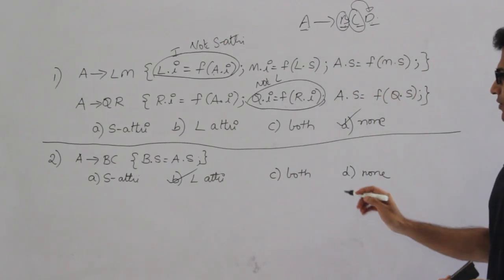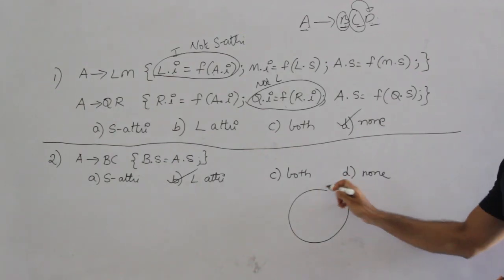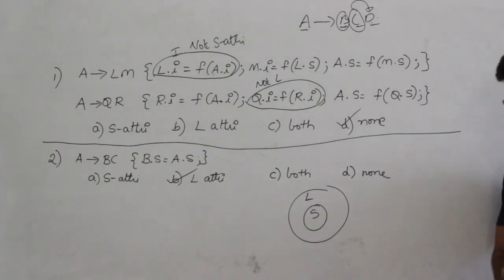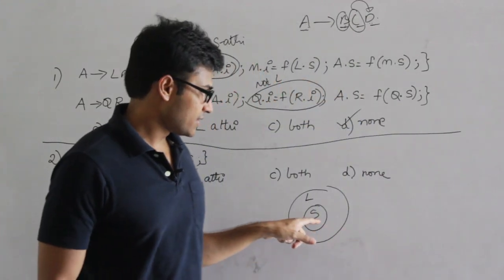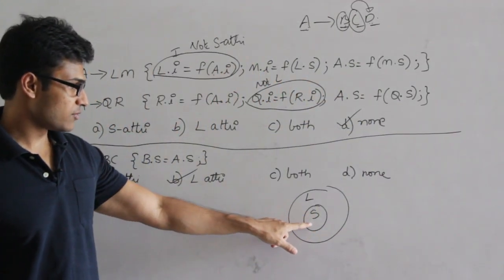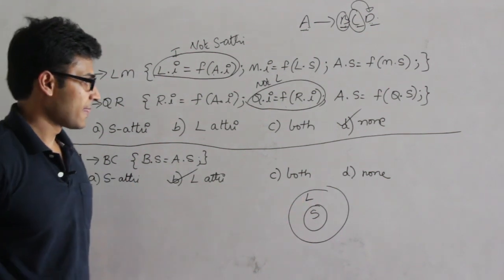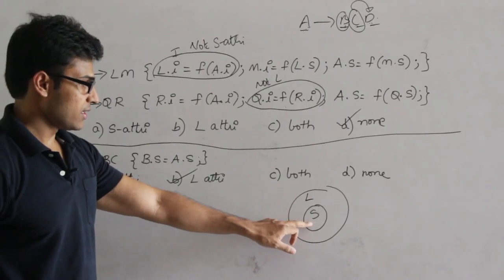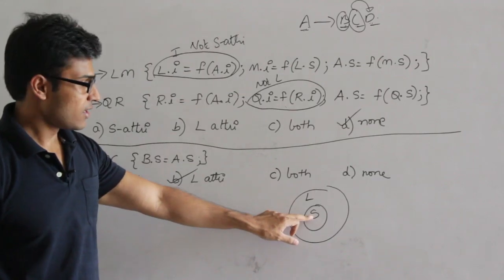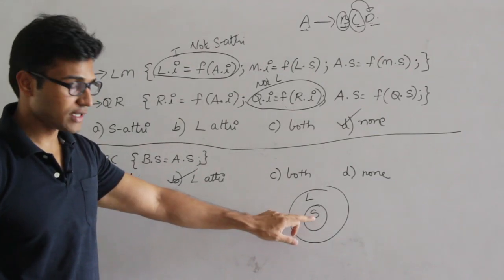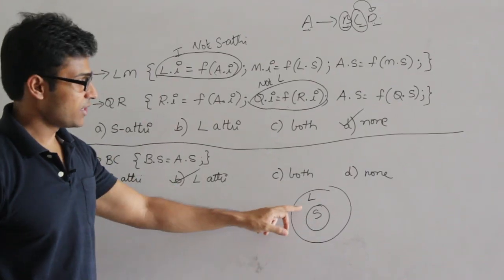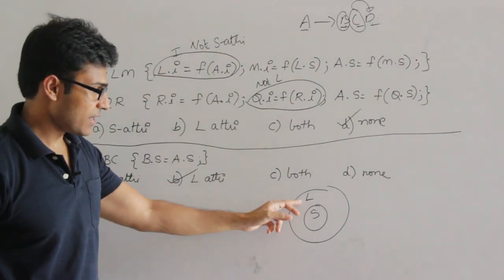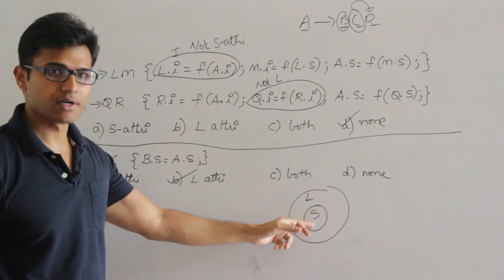One thing you should also observe is, if an SDT is S attributed, then it is definitely L attributed. The reason is, if an SDT is S attributed, there are only synthesized attributes in it, and since there are only synthesized attributes, it is definitely L attributed. But if a grammar is L attributed, there could be synthesized as well as inherited attributes. Therefore, if a grammar is L attributed, it may or may not be S attributed.